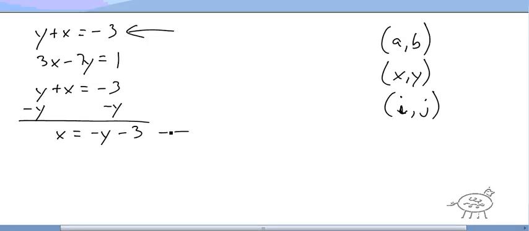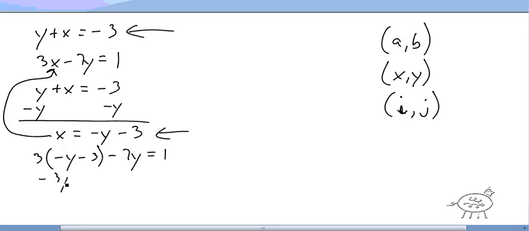Okay, so we solve the first one, and then I'm literally going to substitute that into this x right there in the second equation. And please do not substitute it back into the original problem. I've had it in the case where people substitute that negative y minus 3 into the original equation. Everything would cancel out, and you wouldn't get an answer. Okay, so we have 3 times x, which is negative y minus 3. Then I continue the equation, minus 7y equals 1.